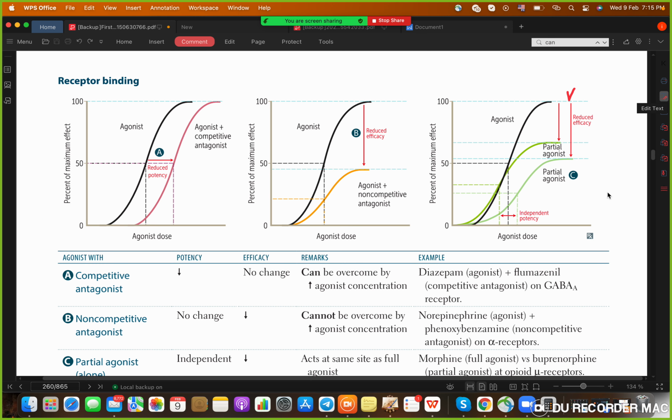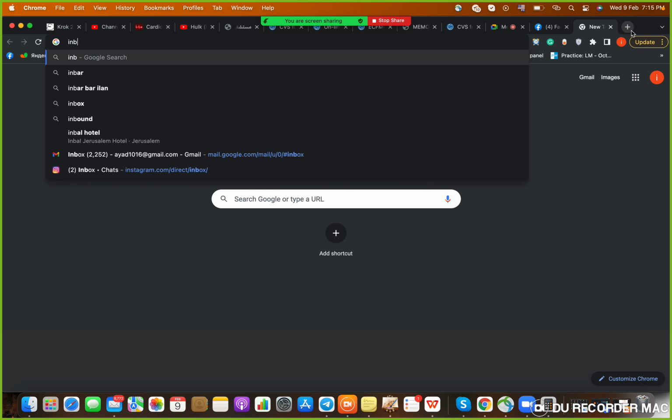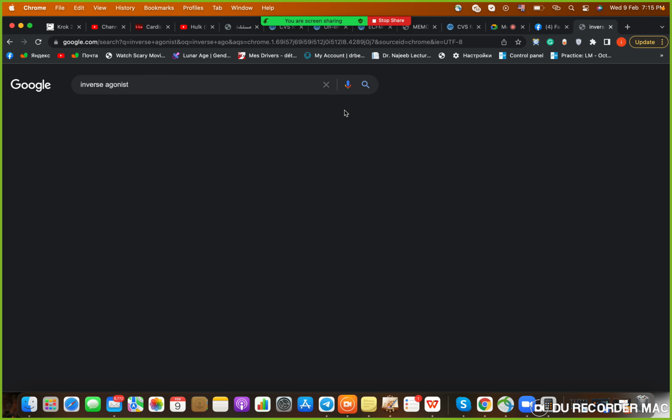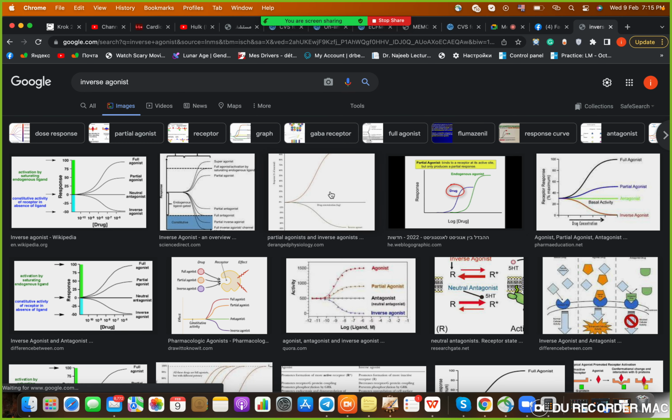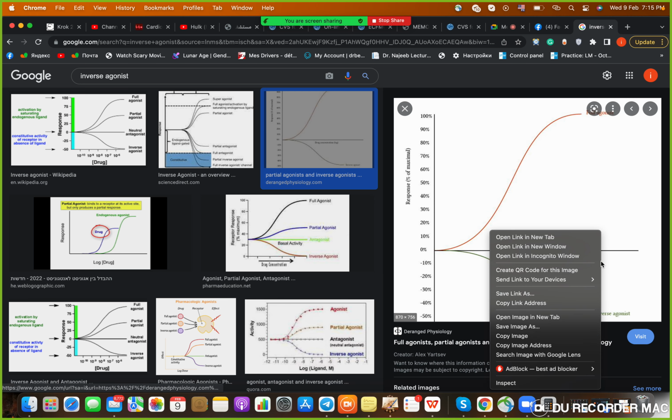What about an inverse agonist? Make a note about this. An inverse agonist leads to the exact opposite function, and the graph of it looks like this. So this is an inverse agonist. Okay, let me show you. I hope I will find it. Nice. Okay, you can see here an inverse agonist.